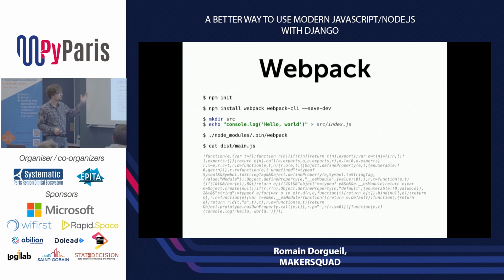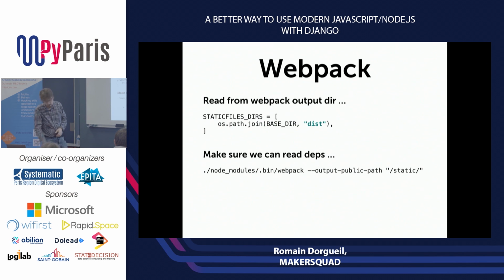You will install Webpack, Webpack CLI. You will create some JavaScript file that does not do a lot here, just a console.log. And you run Webpack, and you have the same console.log with a big overhead around, which does not do a lot, but if you have a big file, it's not very bad to have this. Then maybe you need Django to be able to read from this output directory, so you add it to the STATICFILES_DIRS in the settings of Django. You run Webpack again with some options to tell the public path in web, so /static for Django by default.